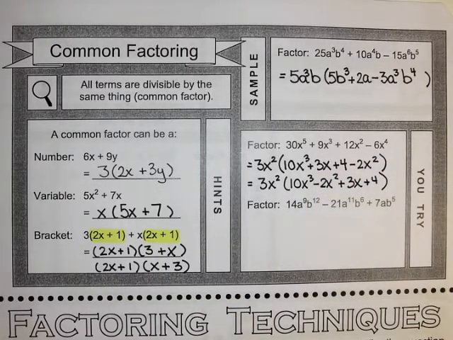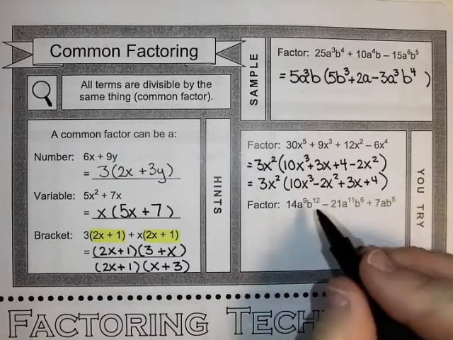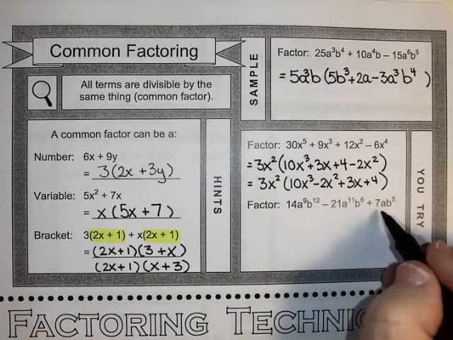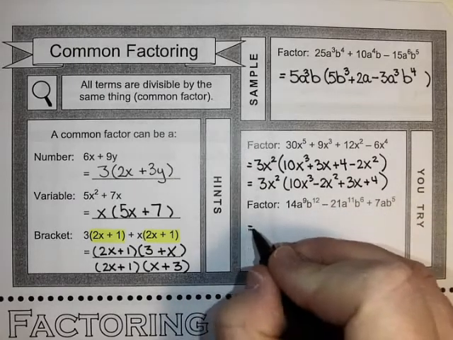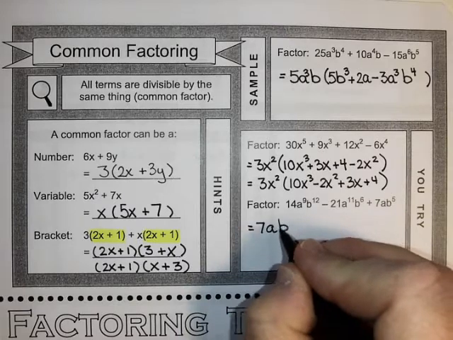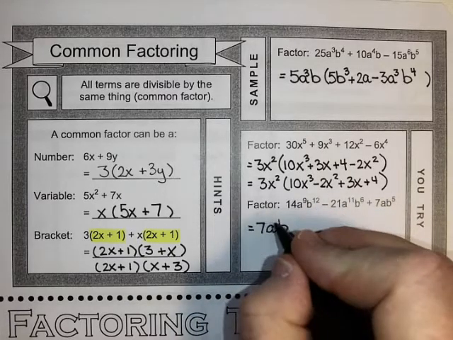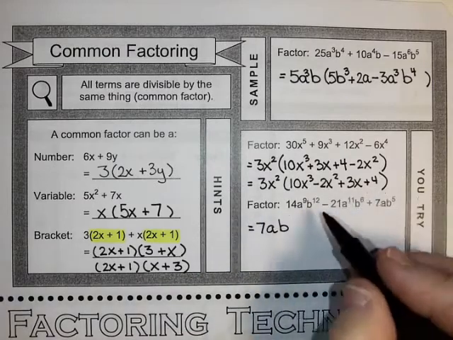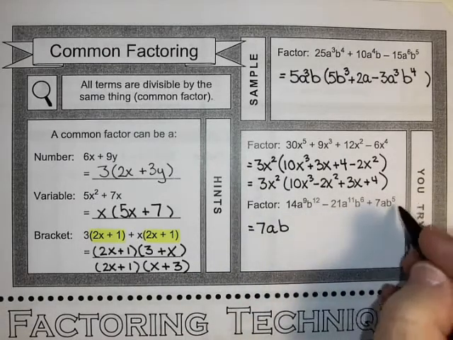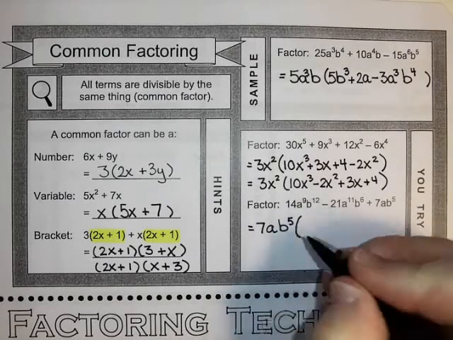All right, for the second one, I have 3 terms. I notice when I look at the coefficients, 14, 21, and 7 all divide by the number 7. They all have an a, and they all have a b. Now I have a to the 9, a to the 11, and a to the 1. So just the a to the 1 is the lowest exponent. And then b to the 12, b to the 6, b to the 5. B to the 5 would be my lowest exponent.